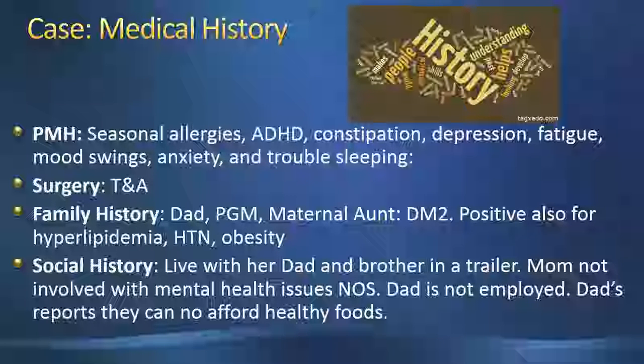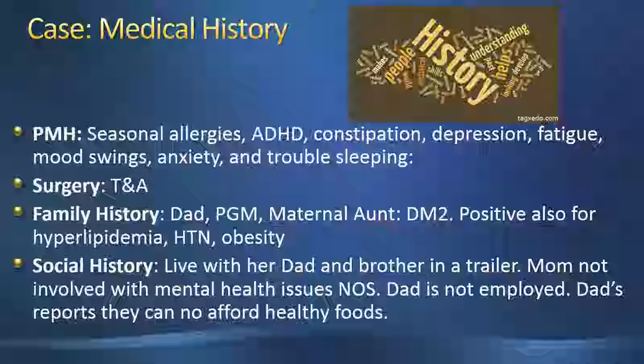Past medical history includes some depression, and she does endorse chronic constipation, ADHD, and the family complains of a lot of fatigue, mood swings, anxiety, and not sleeping well. She has had a T&A, and as you can see, 3 family members there have type 2 diabetes. Also, we're getting a metabolic syndrome picture here, with hyperlipidemia, high blood pressure, and obesity in multiple family members.